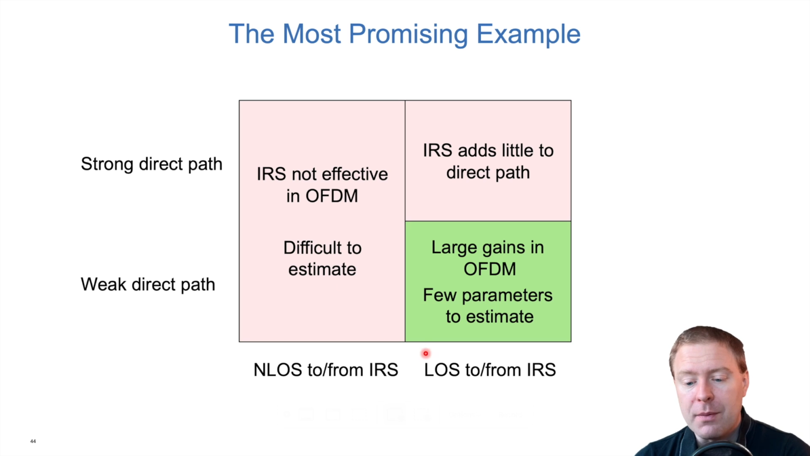However, if we have line of sight paths to and from the IRS, then it's interesting to talk about whether we have a strong or weak direct path. If we have a strong direct path, then the IRS adds little to the direct path, unless the surface is very large. But if we have a weak direct path from the transmitter to the receiver, then that is the golden scenario here. We have large gains from having the IRS, and they hold even in an OFDM scenario, because we can lock onto those line of sight paths. And there are rather few parameters to estimate, because we should estimate essentially an angle to the surface and from the surface, and figure out how to configure our phase shifts.